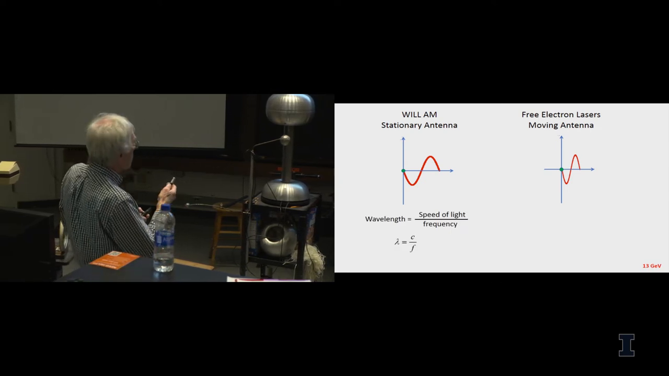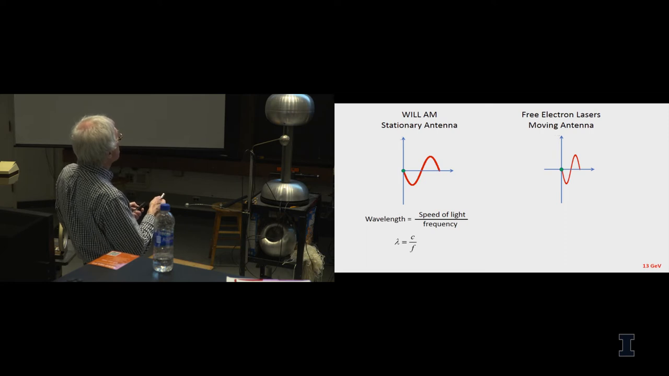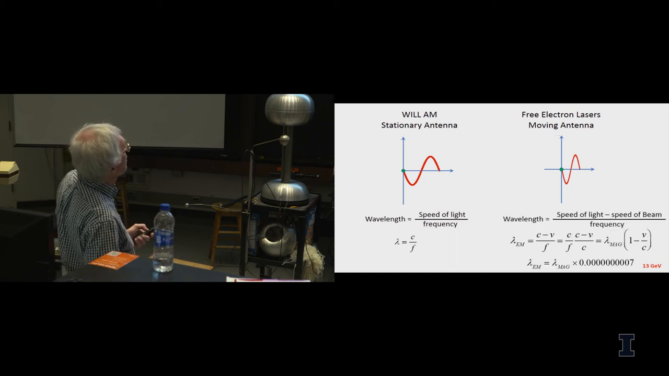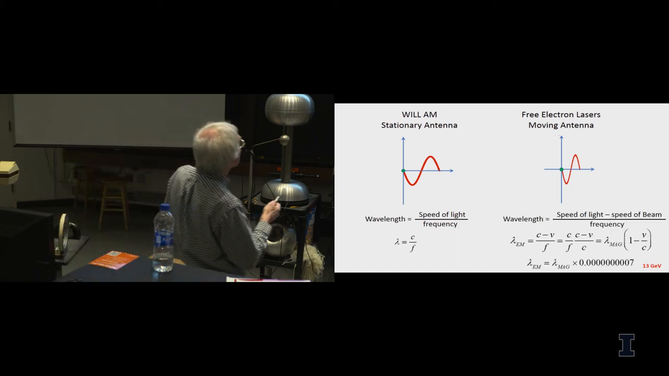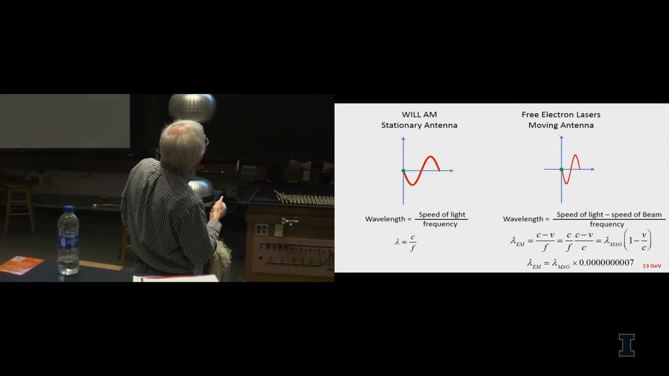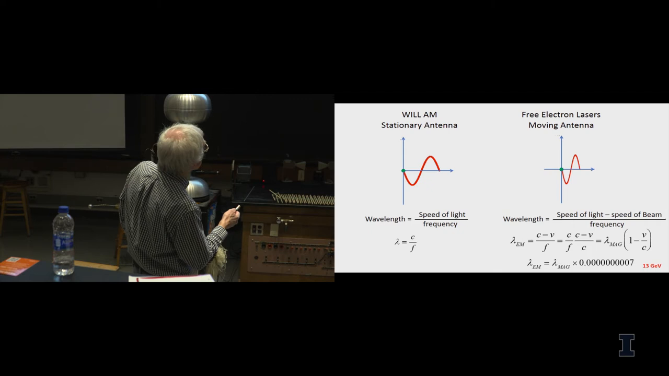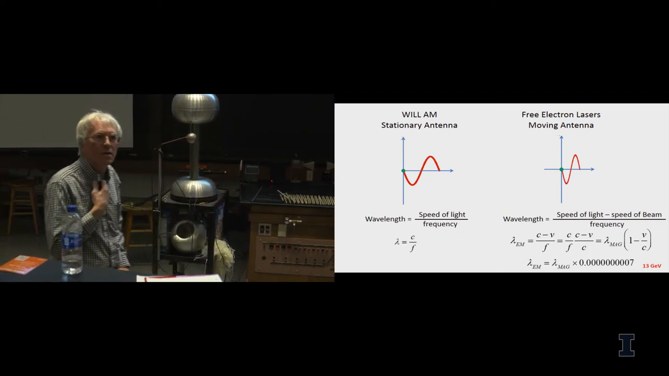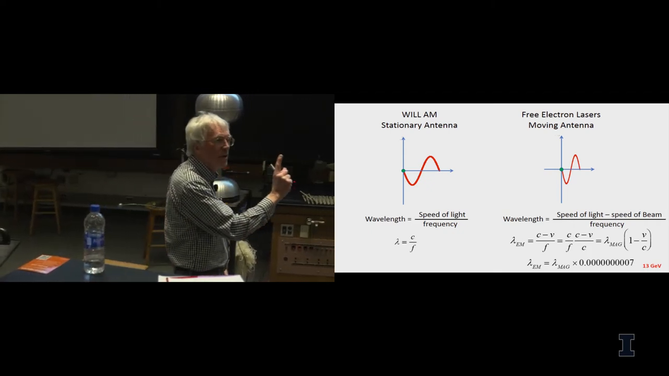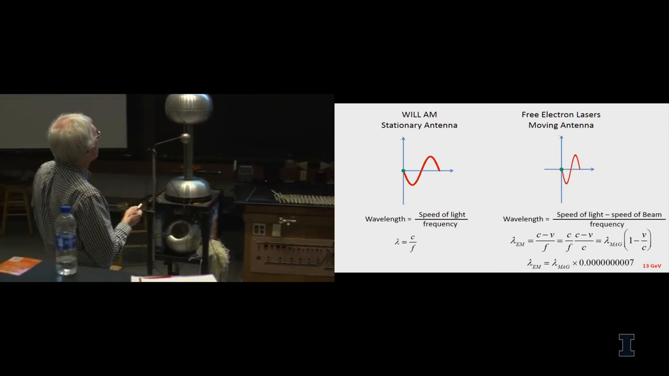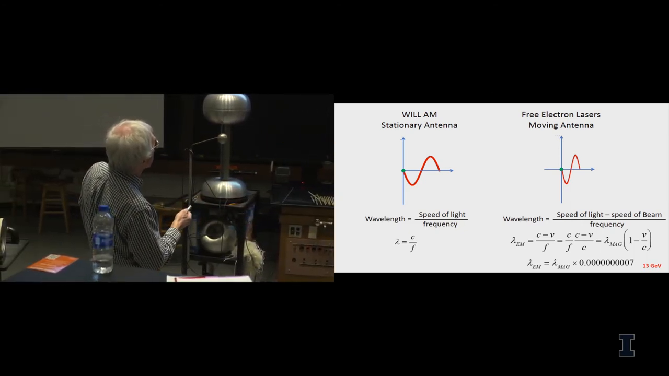The wavelength here is just the speed of light divided by the frequency. We use these symbols here: lambda equals c, the speed of light, divided by f, the frequency. Lambda is the wavelength. Over here, since this thing is moving, the wavelength we get is the speed of light minus the speed of the beam, over the frequency. That's how much we make it shorter by doing this motion. So I can write it like this, c minus b.